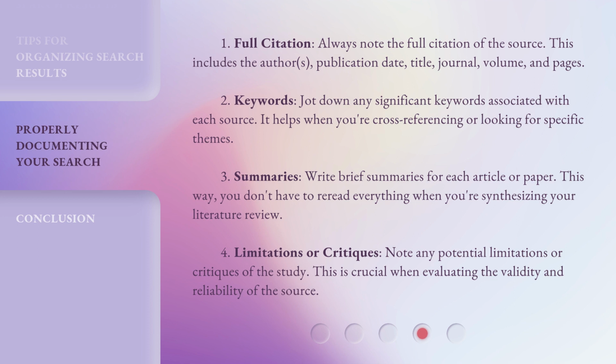3. Summaries. Write brief summaries for each article or paper. This way, you don't have to reread everything when you're synthesizing your literature review. 4. Limitations or critiques. Note any potential limitations or critiques of the study. This is crucial when evaluating the validity and reliability of the source.